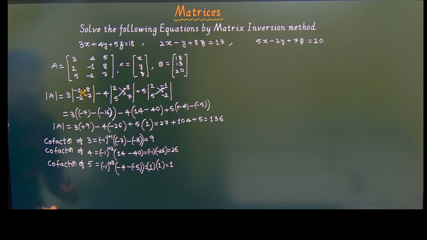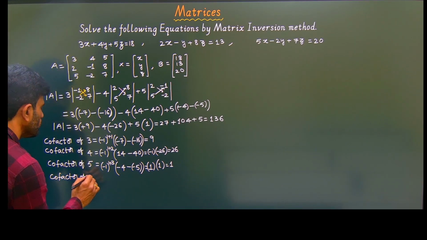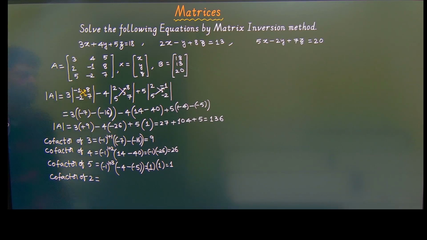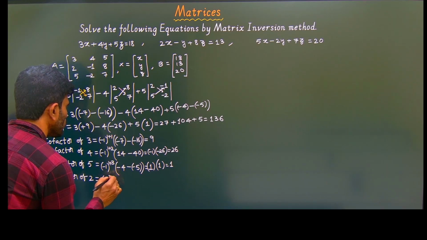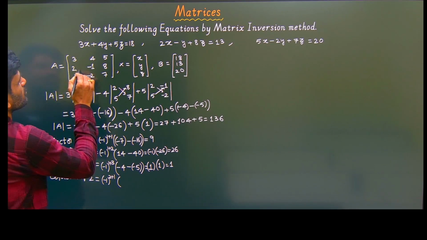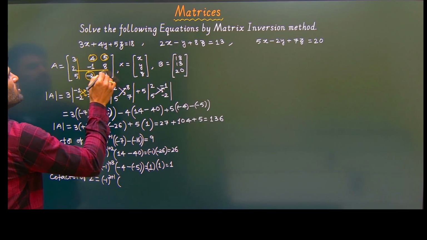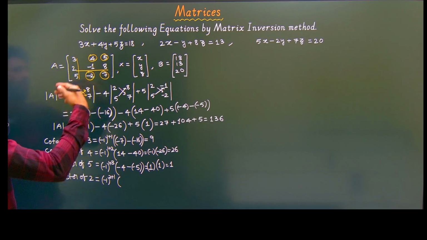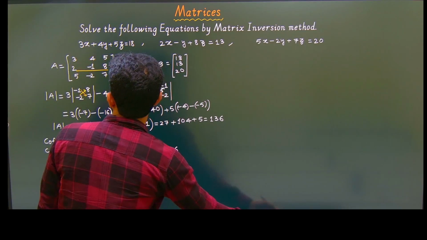Now again next in the similar way we have to find out cofactor of 2, which is equal to minus 1 whole to the power of, that is there in second row and first column, so 2 plus 1, minus 1 whole to the power of 2 plus 1 into, so what should be multiplied now? The second row and first column should be eliminated, then we'll be having 4, 5, minus 2 and 7. So now we have to multiply 4 sevens, same procedure we have to follow like before.